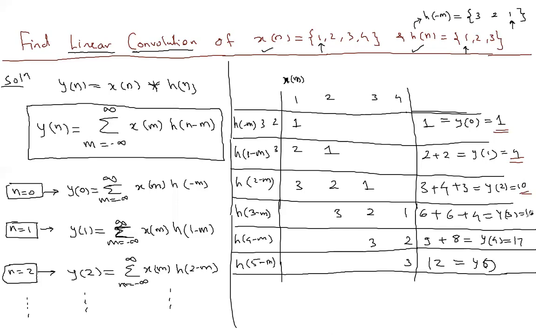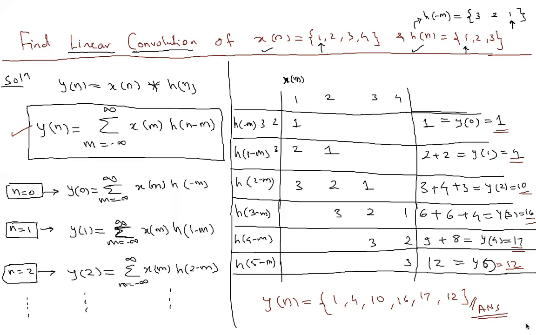So it's 1, 4, 10, 16, 17, and 12. The last value is 12. So let us write down the final answer. y of n is equal to 1, 4, 10, 16, 17, and 12. And that's the answer of the convolution. This is the proper procedure where we have used the formula for convolution and executed as per the formula. Then we wrote down a table for this and got the final answer. This is the proper procedure of solving for convolution.